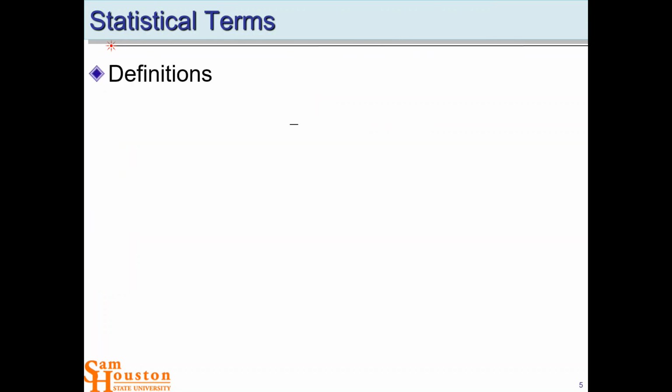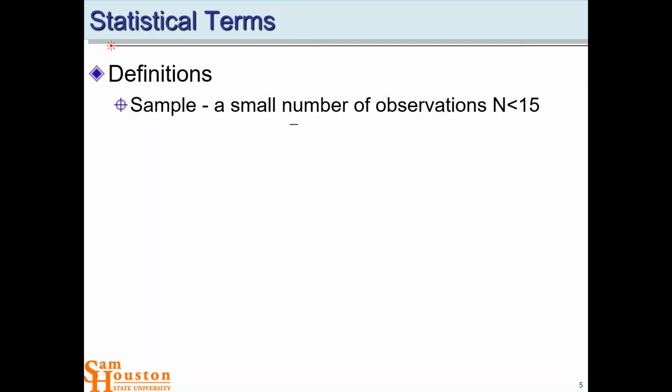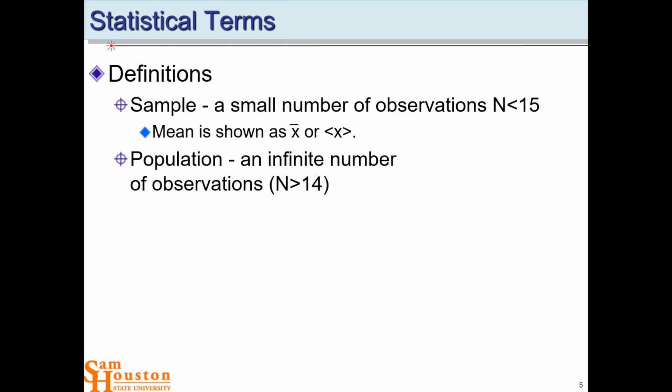So let's learn about some statistical terms. A sample would be a small number of measurements, so n is less than 15. And for the mean, we're going to use x bar or x in these angle brackets. So there's a couple of different ways to write the mean. And the population is an infinite number of observations, so greater than 14. Did you know that 15 was infinity? So now you know. There's not a hard and fast cutoff, but we'll see in a second. I've plotted both, and you can see that they do approach each other when the samples get up well above 10.